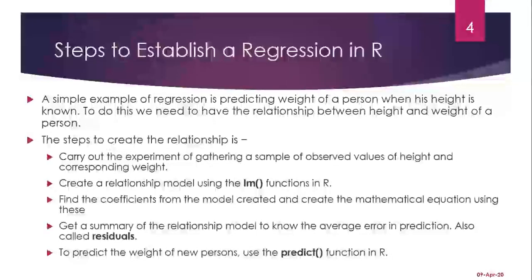We get a summary of the relationship model to know the average error in the prediction. There will be some error, nothing is error free. And then to predict the weight of new persons, we can use the predict function, given that we have their height.